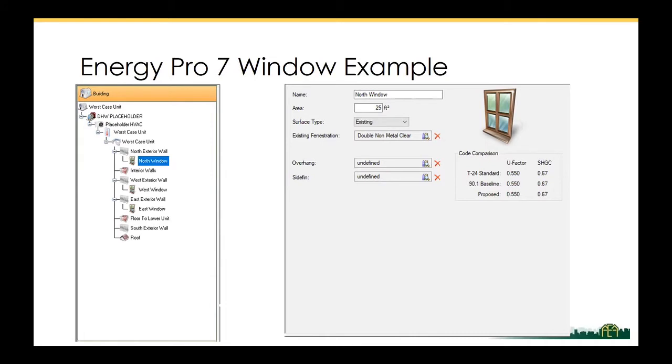Again, the solar heat gain coefficient isn't going to be taken into account in this model because you're doing heating load, and Energy Pro 7 does not take into account the solar heat gain through the windows. And also, we don't need anything inputted for the overhang for the same reason. There's no solar heat gain, so there's no shading.